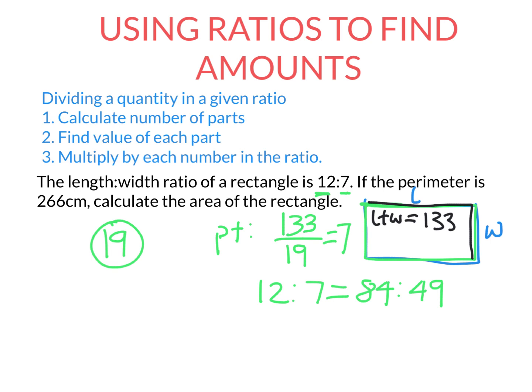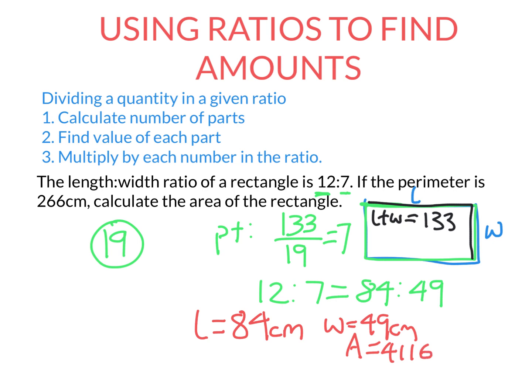So what that means is the length is equal to 84 centimeters, and the width is equal to 49 centimeters. Of course that means the area will be 84 times 49, which is 4116 centimeters squared, and we're done.